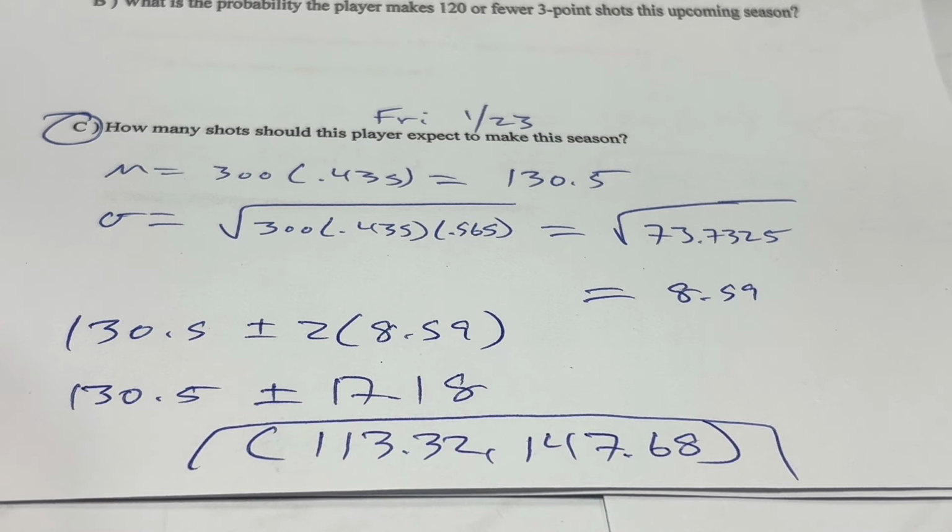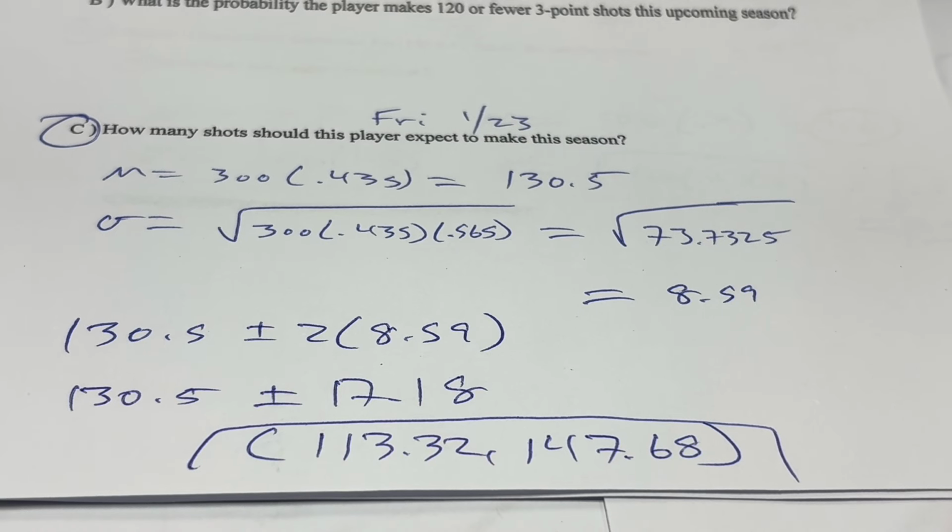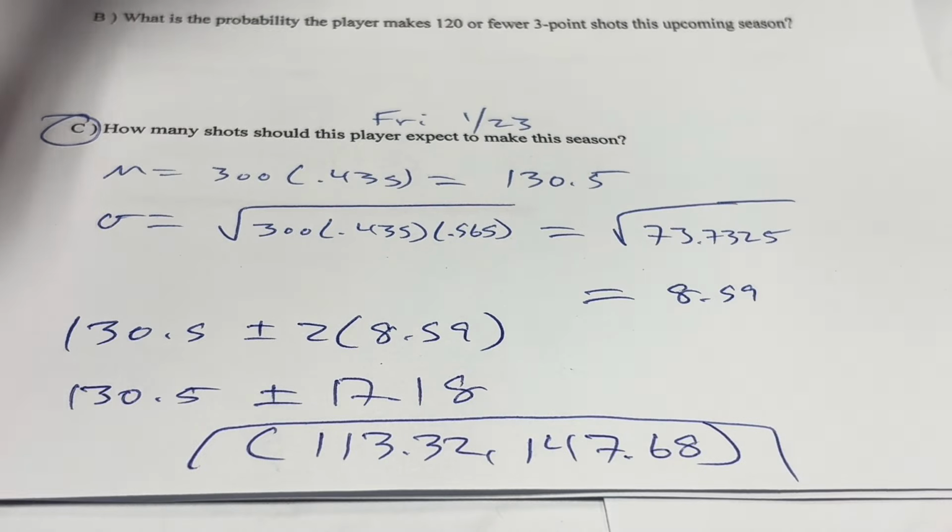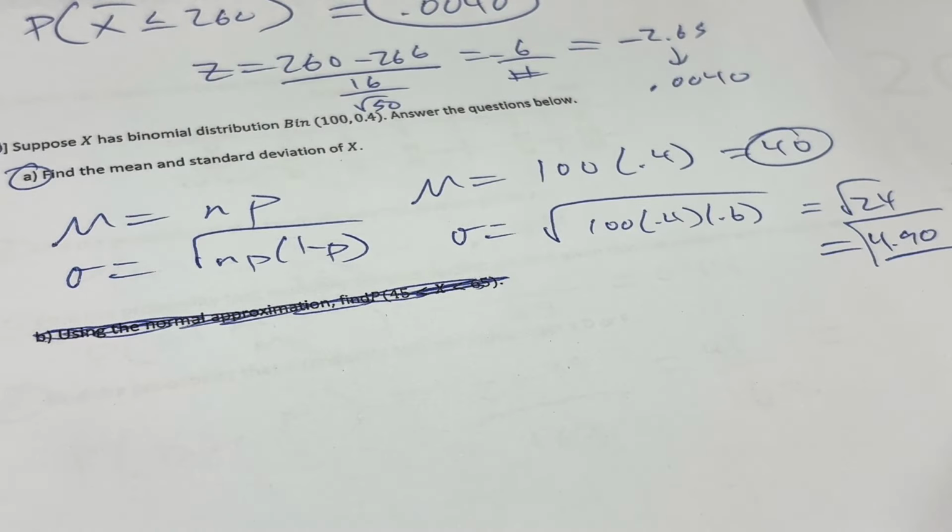300 times 0.435, and the standard deviation is the square root of 300 times 0.435 times 0.565, which is the square root of 73.7325. I take the square root of that, I get 8.59. I take 130.5 and I add and subtract twice the standard deviation, and that is what I get. I would expect to make anywhere between those values. You can leave it as a decimal. That is fine. All right, that is pretty good with notes. I expect you to have that.